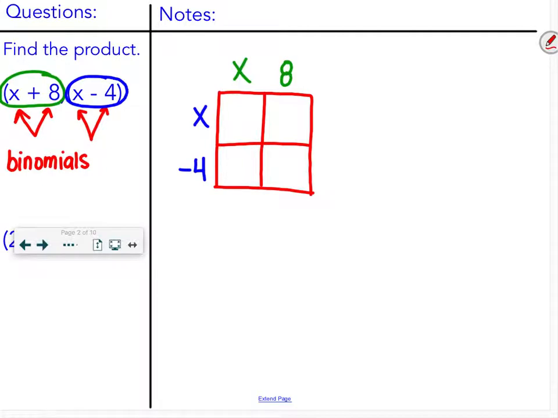Then, since we're finding the product, you are multiplying. So x times x is x squared, and you put that in the first box. Then you multiply the 8 and the x for this box, and the negative 4 and x for this box. And then you multiply the negative 4 and 8 to make negative 32 in that last box.